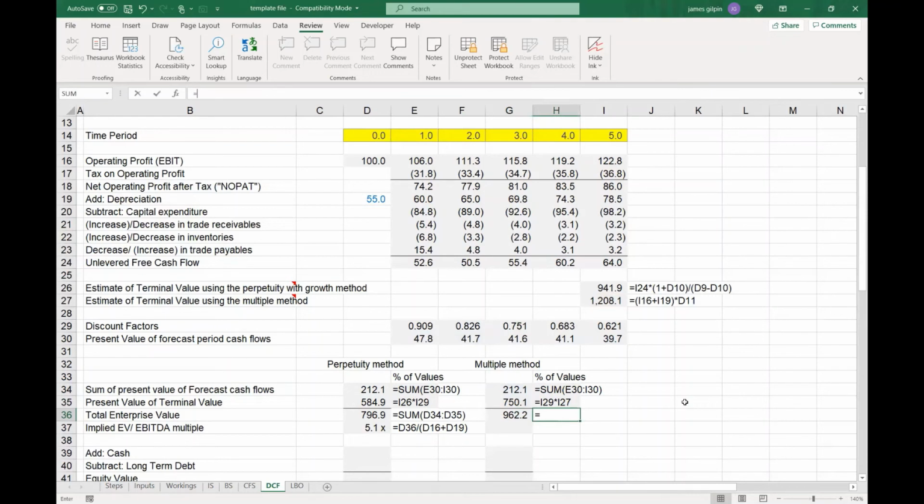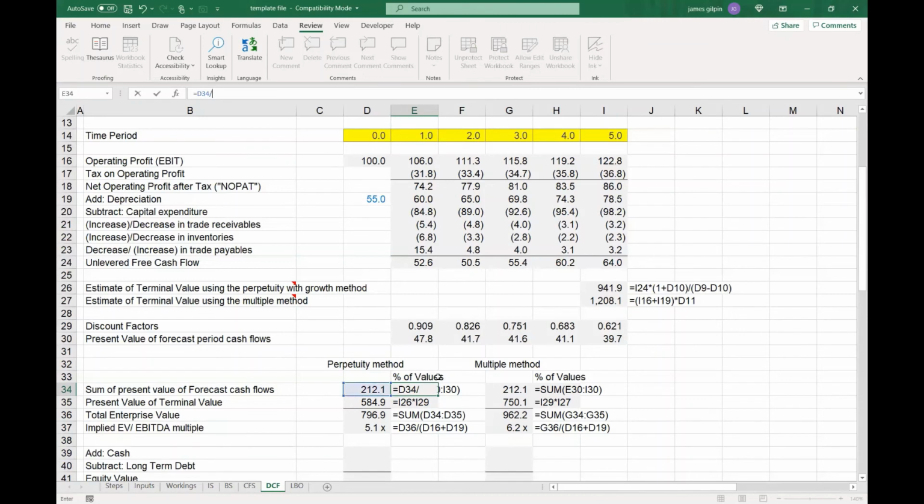Sum the 2 together. And again, I want to express that as a multiple of the current EBITDA. So divide by the sum of D16 and D19. And that gives you a multiple of 6.2 times. And then I think it's also just to see what proportions of value are represented by the sum of the present value of the forecast cash flows and the present value of the terminal value. So that's why I've done a little bit of shading in column E here.